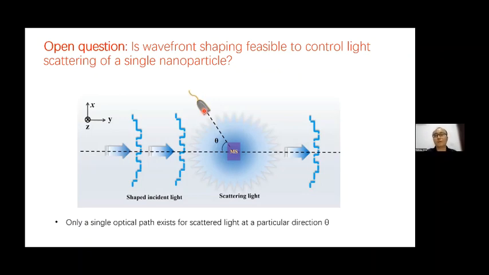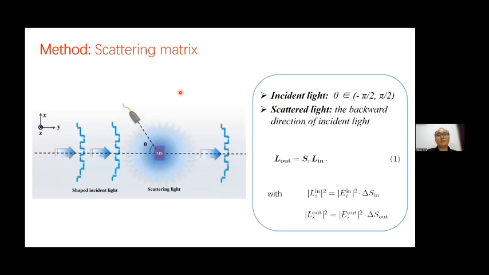So we cannot control interference between different optical paths. Then whether wavefront shaping is feasible to control light scattering by a single nanoparticle is still an open question. To answer this question, we employ scattering matrices to describe light scattering by a single nanoparticle.